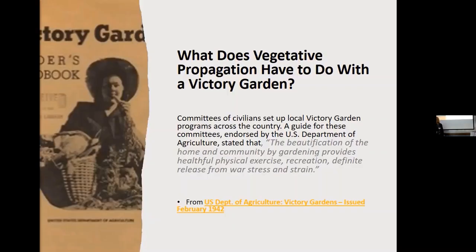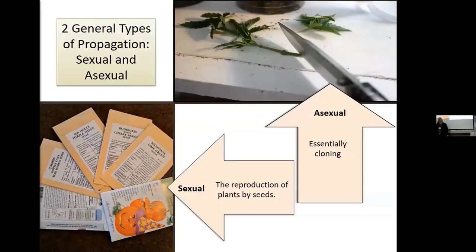Today we're going to be talking about vegetative propagation. But before we get into that, I want to take a step back and talk about propagation in general. Let me move over here. Okay, there are two types of propagation. There's sexual and asexual. Sexual propagation is seeds. It's where you've got a plant that gets pollinated, it gets fertilized, sets seeds. Those seeds are then planted and a new plant grows.